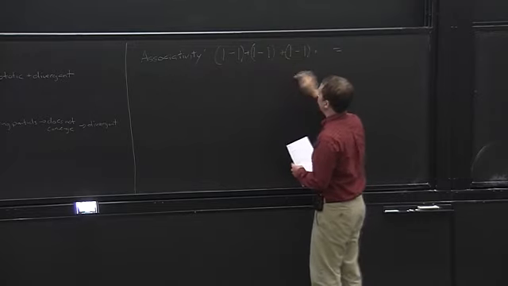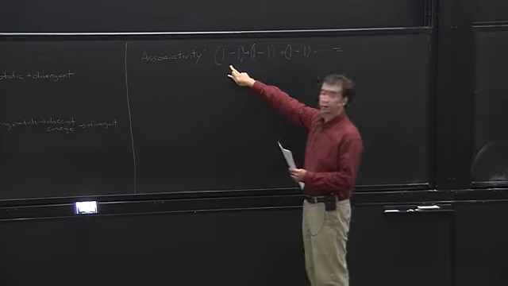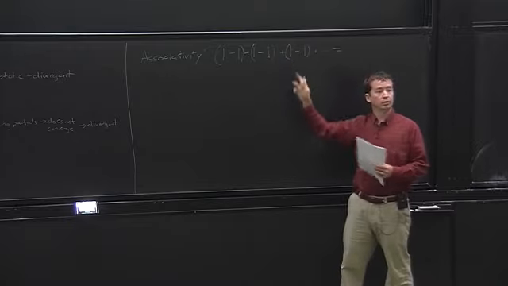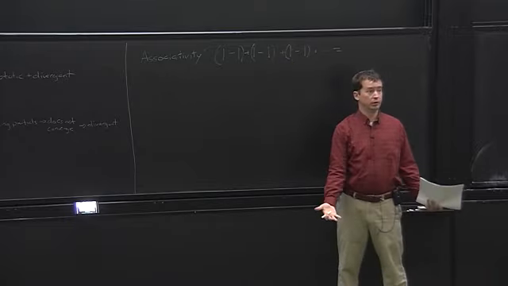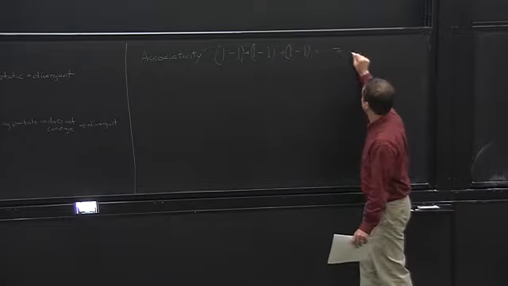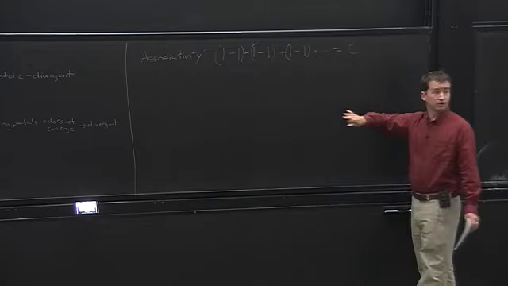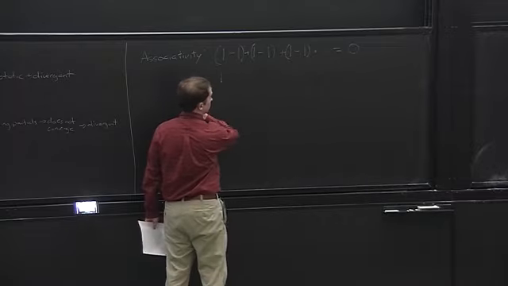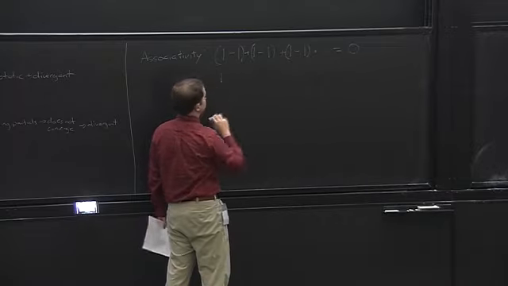And Grandi's series can be written as 0 plus 0 plus 0, which is a convergent series, which adds up to 0. So if addition is associative, Grandi's series must be equal to 0.